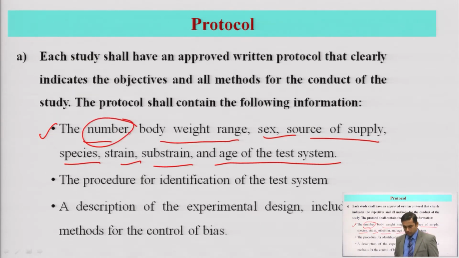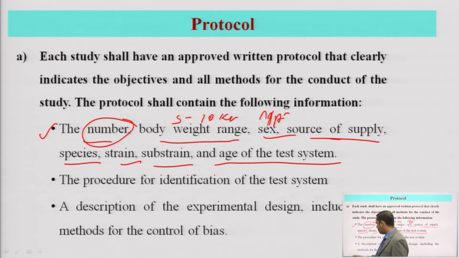how much number will actually be required, what number of the substance of the test you are going to use. The body weight range, for example, 5 to 10 kg, I am just stating a number, a range. Okay. Sex, male or female, then source of supply, from where you are actually getting these animals.